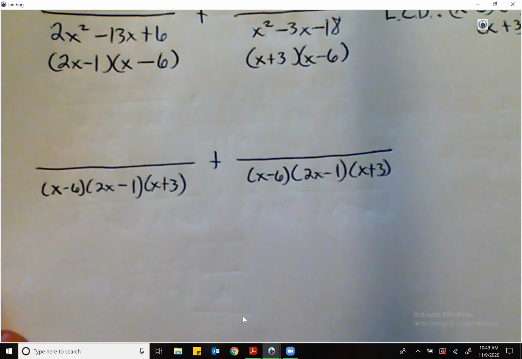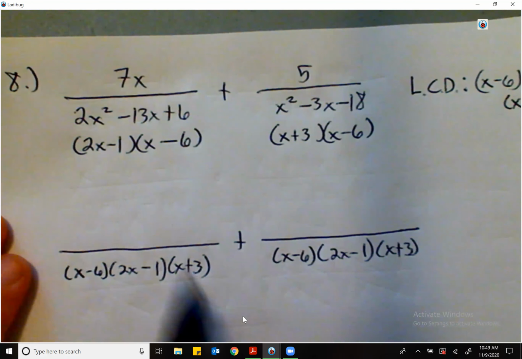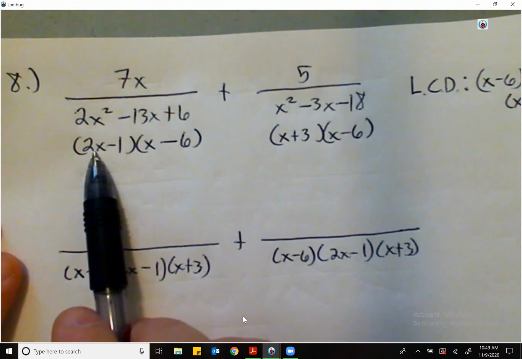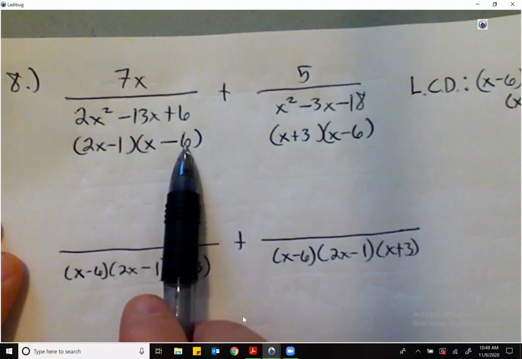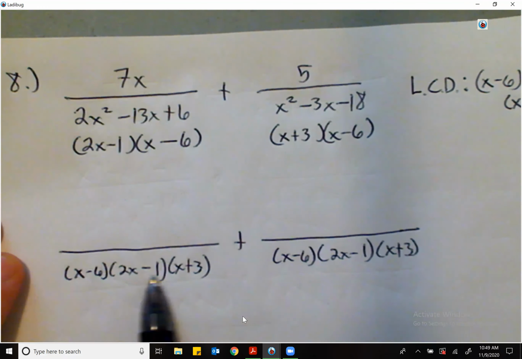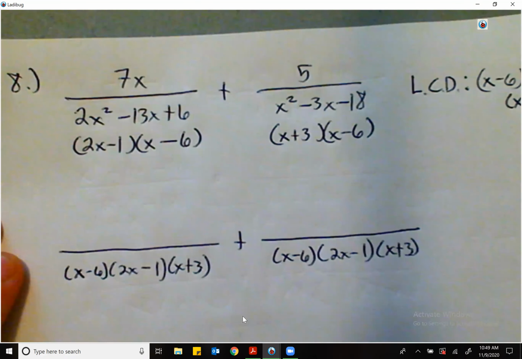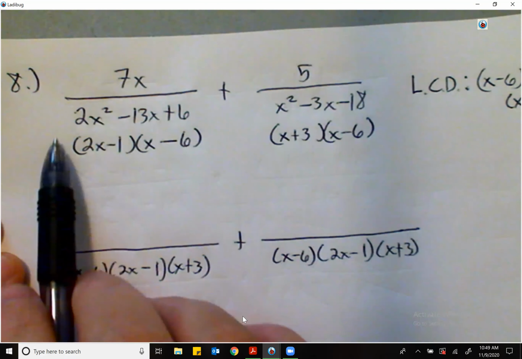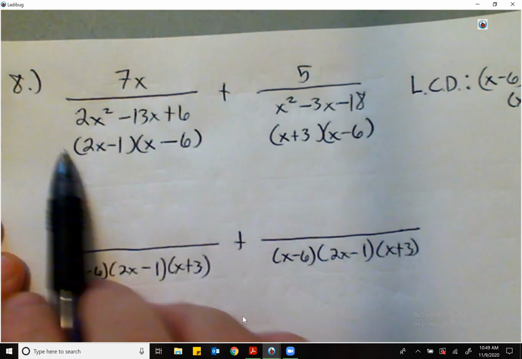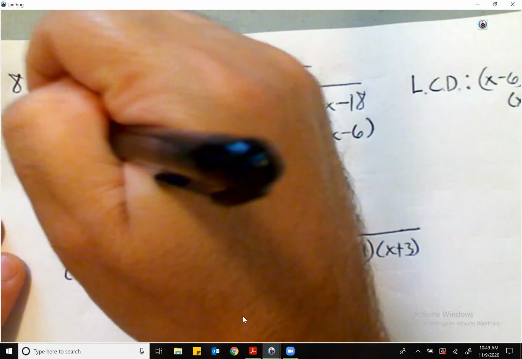All right, here's my denominator. I've got x plus 3, I've got x minus 6, but I need x minus 6, 2x minus 1, x plus 3. So what's missing? 2x minus 1. So I need to multiply the top and the bottom by 2x minus 1. What's going to happen between the 5 and the 2x minus 1? It's going to be 10x minus 5, because you just distribute. 5 times the 2x is 10x, and 5 times the negative 1 is negative 5.